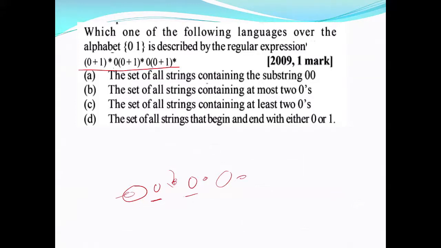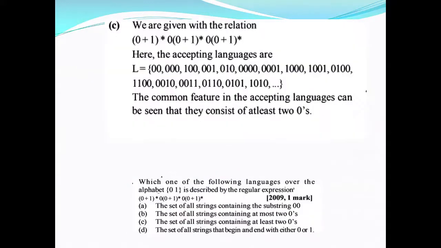So what do you get? This is the set of all strings containing at least 2 zeros. Set of all strings containing substring 0 0, no, even though you get it. At most 2 zeros, no, you can have more than 2 zeros. The set of all strings containing at least 2 zeros, right? And the set of all strings that begin and end with either 0 or 1. So this is not correct. Right. So the answer is at least 2 zeros will be there.